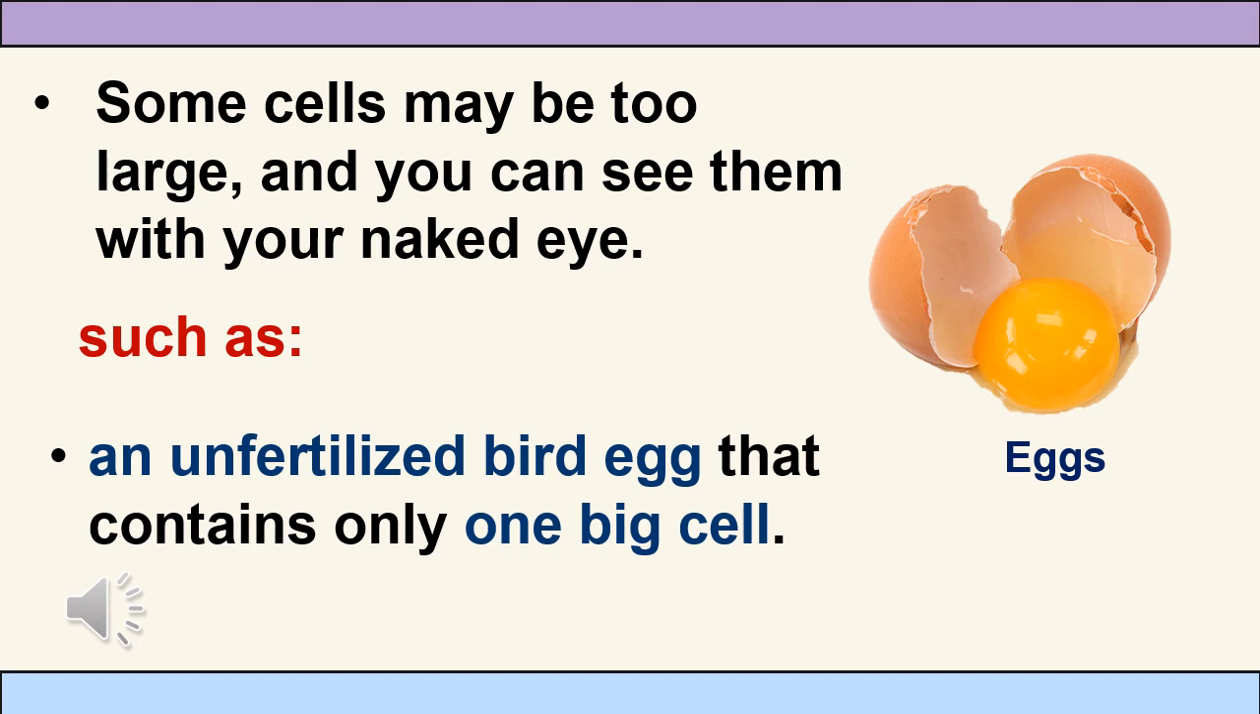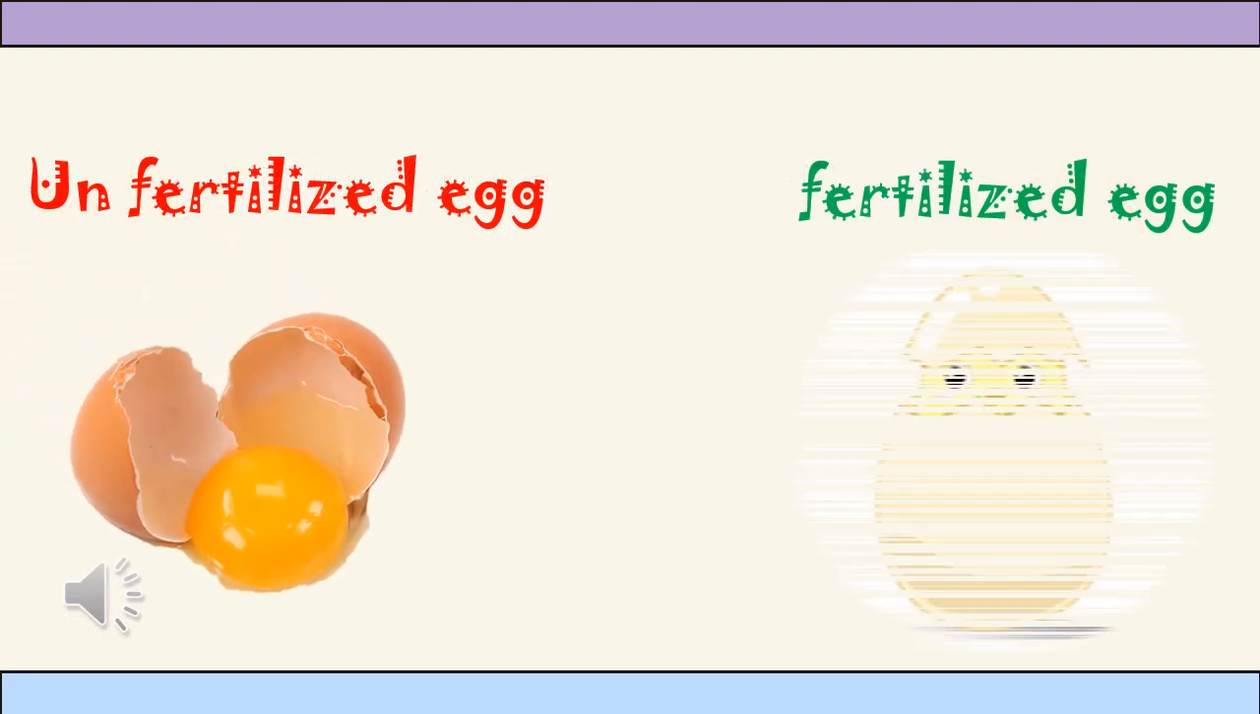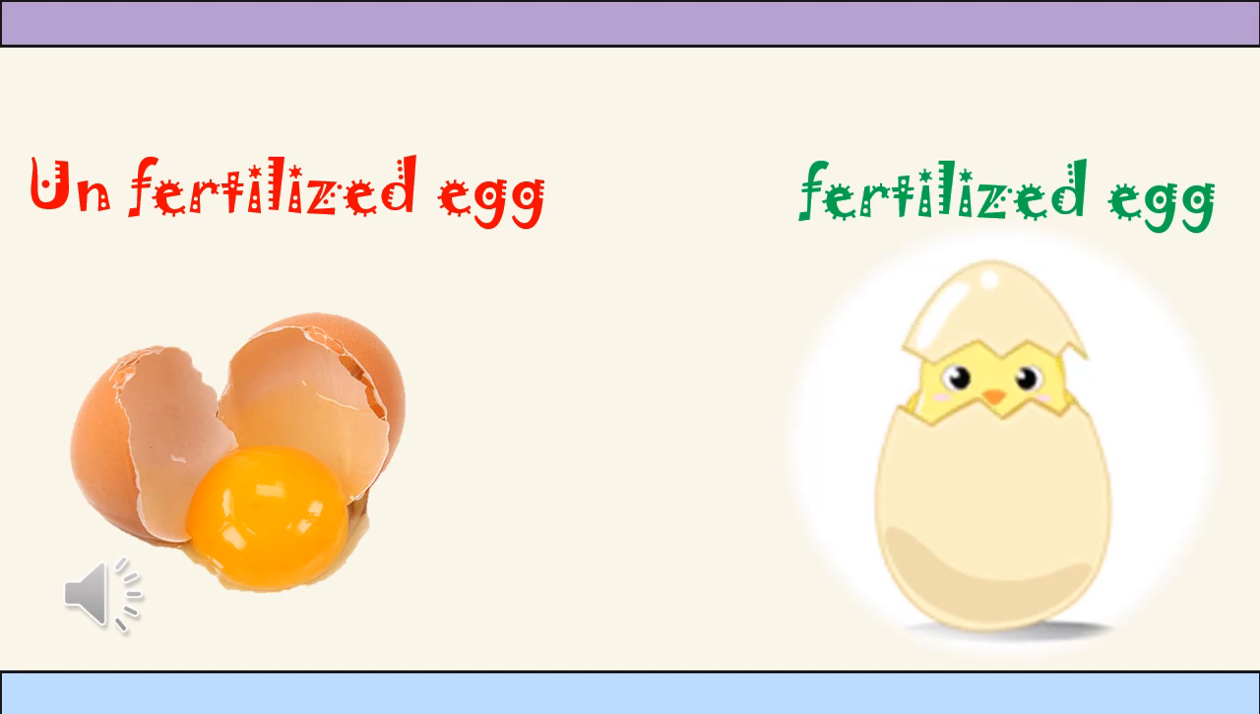But we have an example for a cell that we can see by our eyes, like the unfertilized egg. Look at these pictures. Can you tell me what's the difference between the unfertilized egg and the fertilized egg? Super. The unfertilized egg is like the egg that we eat, but the fertilized egg is like the egg that gives us the chick.